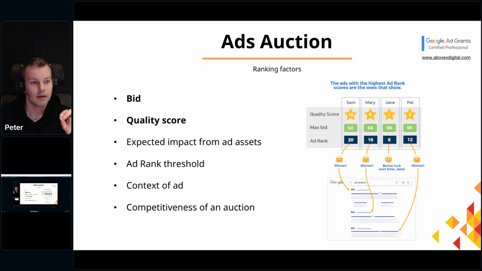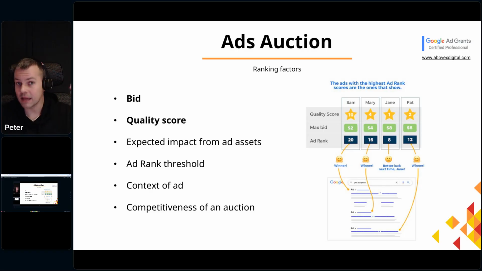Because there are 3 ad positions, as you can see down there on the picture, out of those 4 advertisers, the ones with the highest ad rank will serve their ads in the order based on ad rank. So Sam is first, Mary is second, and Pat is third. Jane's ad does not appear at all because there are only 3 ad positions, and her ad rank is too low. Okay, what can be done about it?